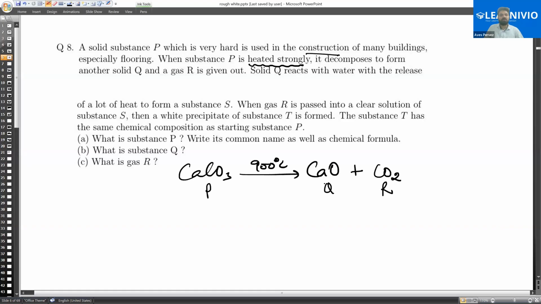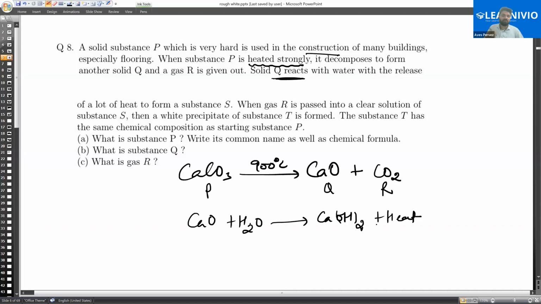Now solid Q reacts with water. Here it says "react", not the aqueous solution like in the previous question. Solid Q reacts with water. You know that calcium oxide, when it reacts with water, forms calcium hydroxide, which is popularly used. It is a very exothermic reaction.